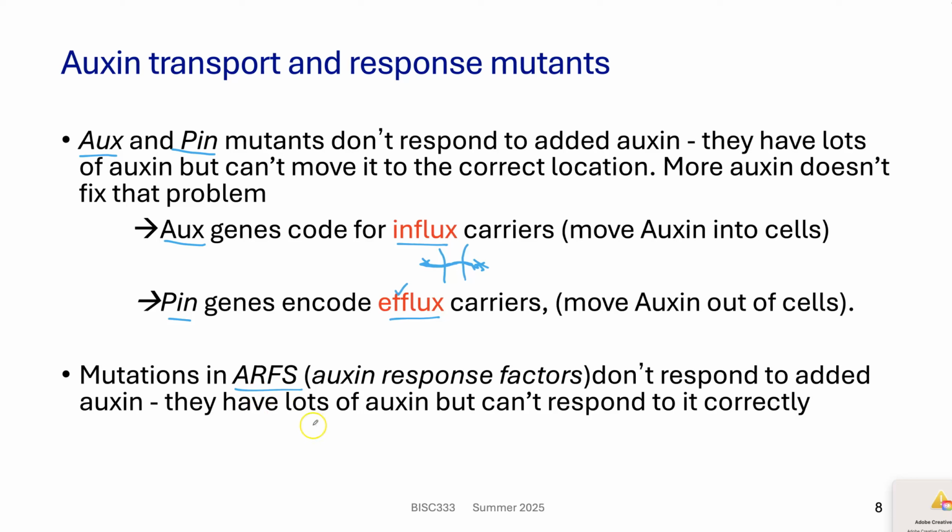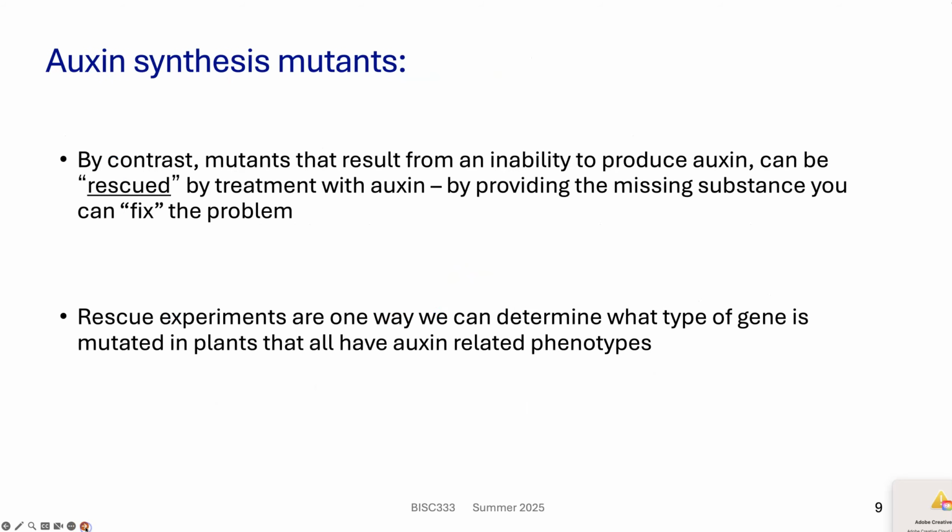They also don't respond if you add auxin, because they already have it. There's nothing wrong with the auxin that they have, but they're not capable. The transcription factors are mutated, so they can't respond to it correctly. But in contrast, the actual mutations involved in the synthesis can be rescued by treating with auxin.